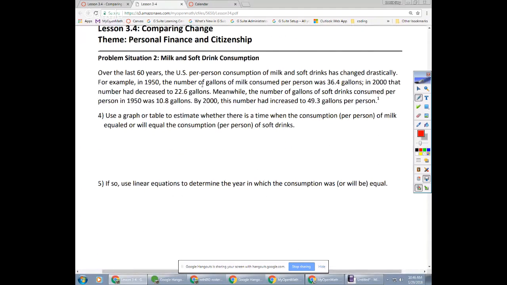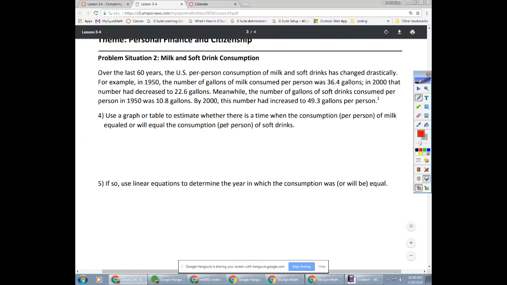We're going to take a look at milk consumption in the United States versus soft drink consumption. What do you think's happened over the last 60 years? Soda has become more popular. Milk has become less popular. So the amount of milk we consume has been on the decline. The amount of soft drinks we take in has been dropping. Now, these are going to be bigger numbers that we have to work with, so the spreadsheet's going to be super helpful. So we're going to analyze that problem together in class.